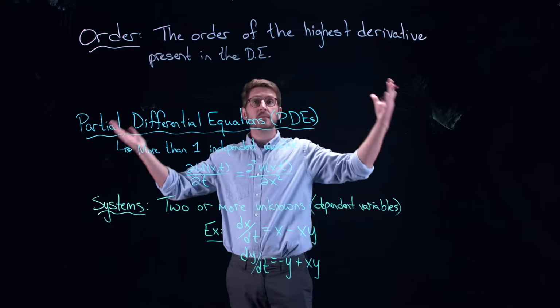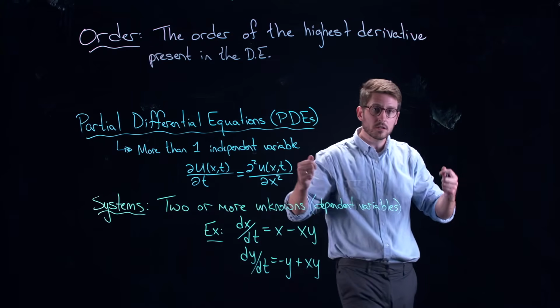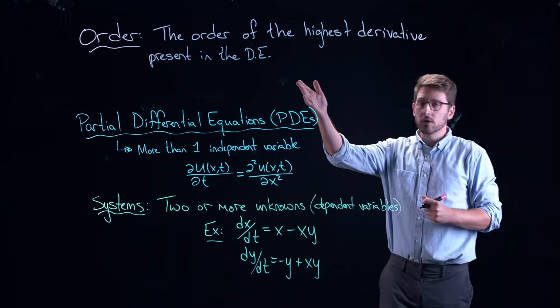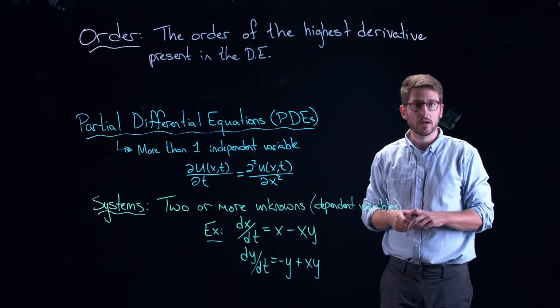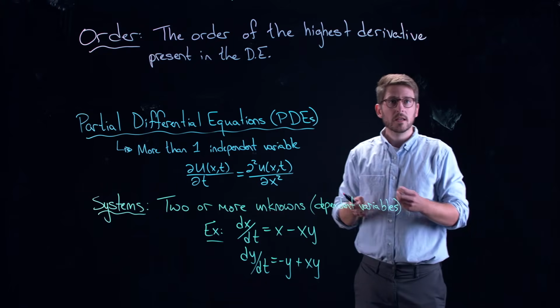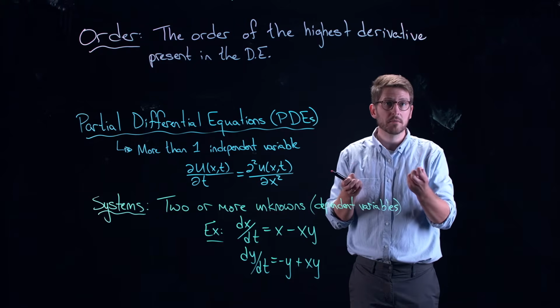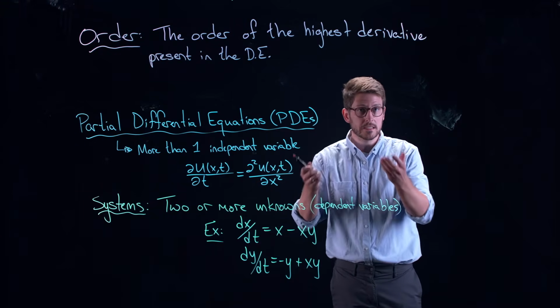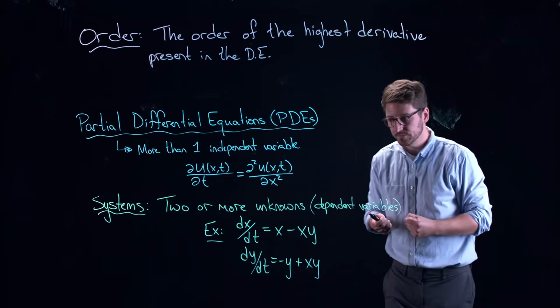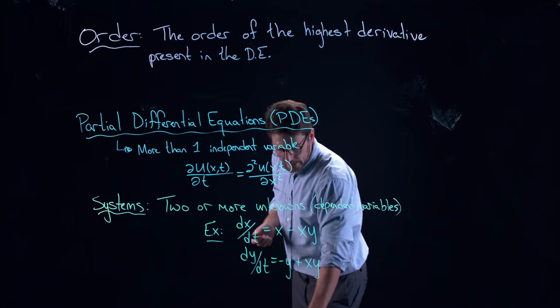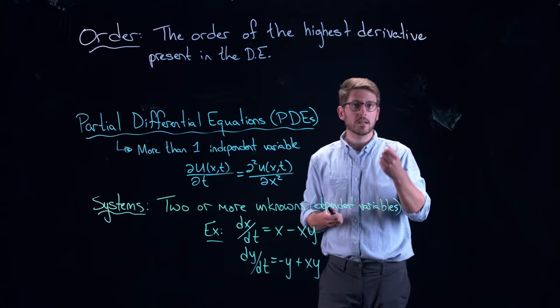Okay, let's think about some examples, right? We've encountered orders already. If you think back to the last video with the motion of the falling object, it only had one time derivative, right? It was dv dt is equal to 9.8 minus v over 5. Well, that means that the highest order of derivative that's being taken is 1.